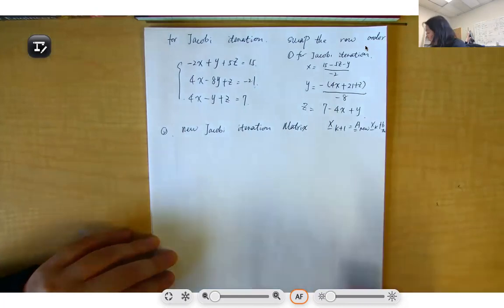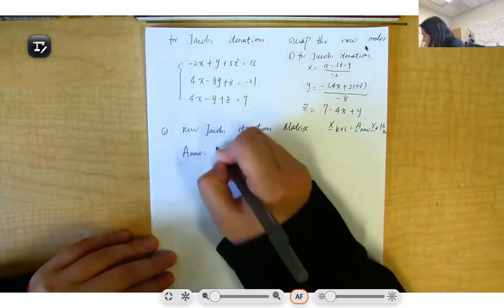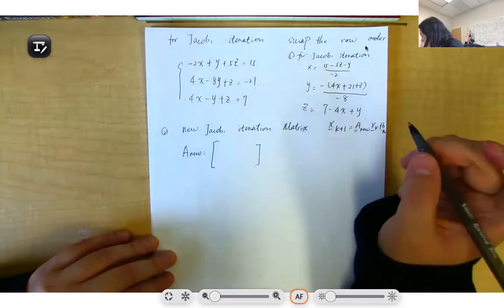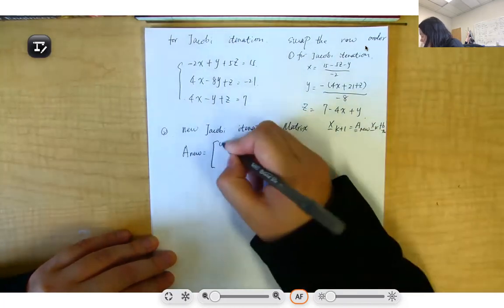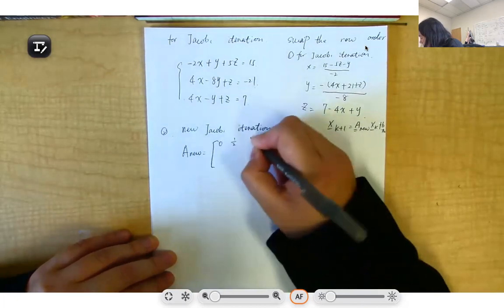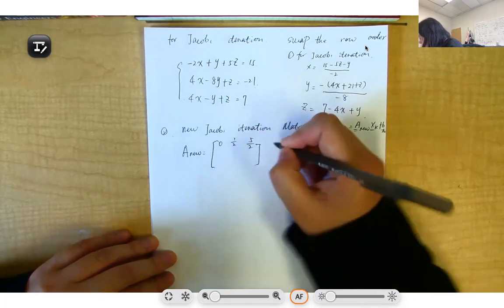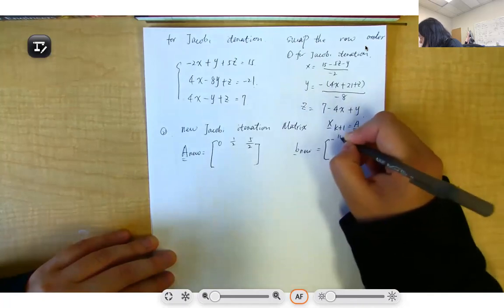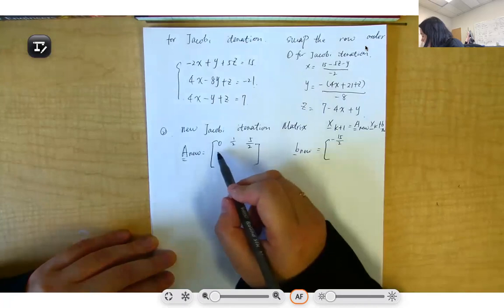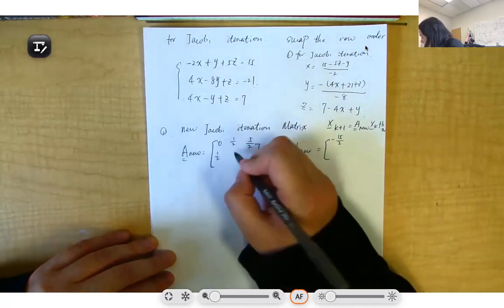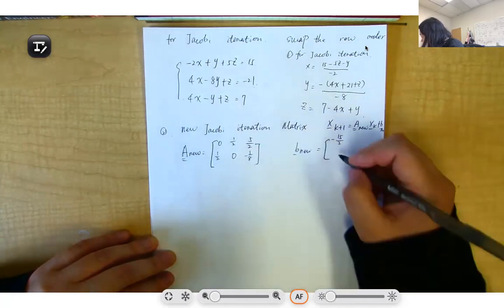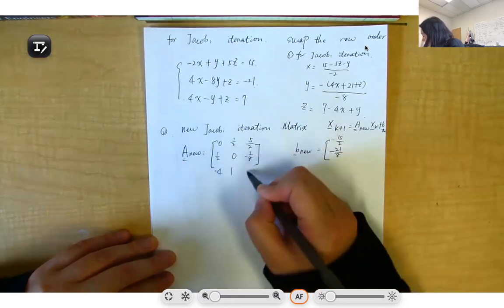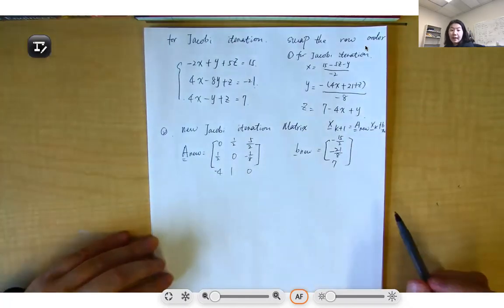Okay, and what is our A new? The A new will be, for x, 0, 1 over 2, 5 over 2, and b new equals negative 15 divided by 2. The y, the second row, will be 1 over 2, 0, minus 1 over 8, and that will be negative 21 divided by 8. The third row will be minus 4, 1, 0, 7. So that is our A new and b new.